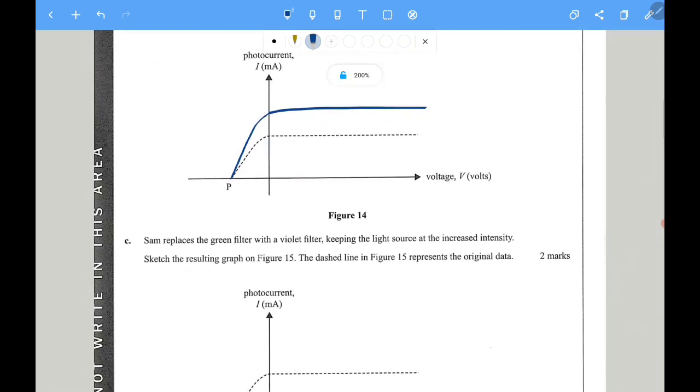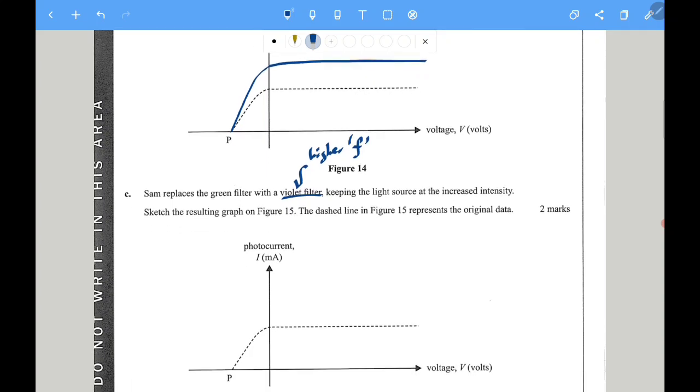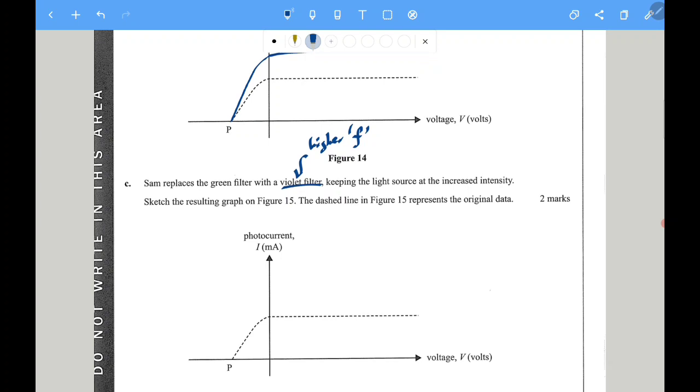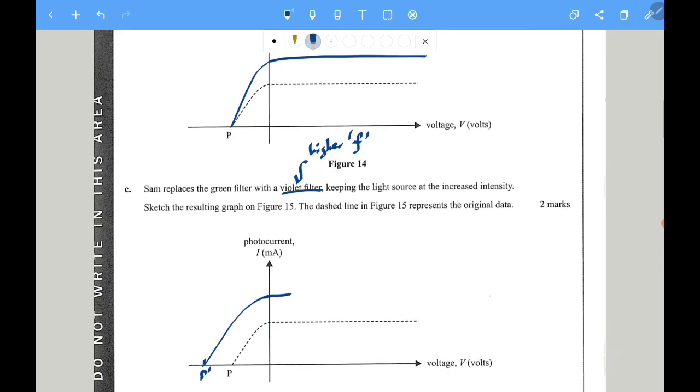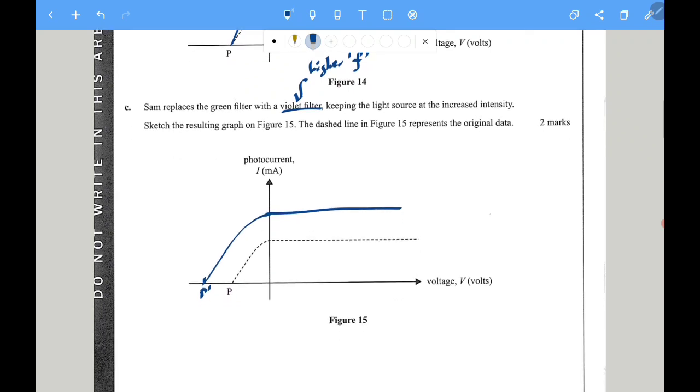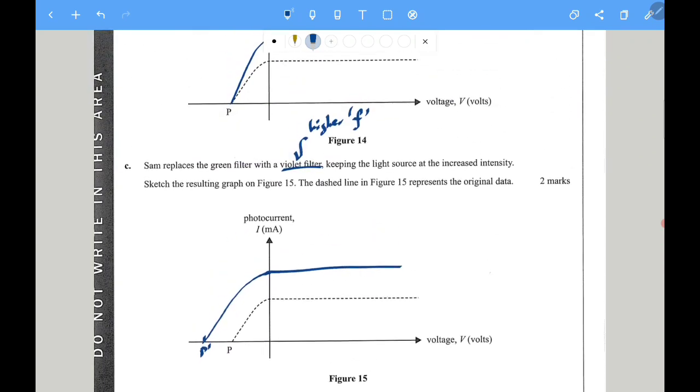Sam replaces the green filter with a violet filter, so higher frequency. We have a higher frequency of light, keeping the light source at the increased intensity. Sketch the resulting graph, and the dashed line represents the original data. Right, so we're going to have a new stopping voltage. And this seems about it.